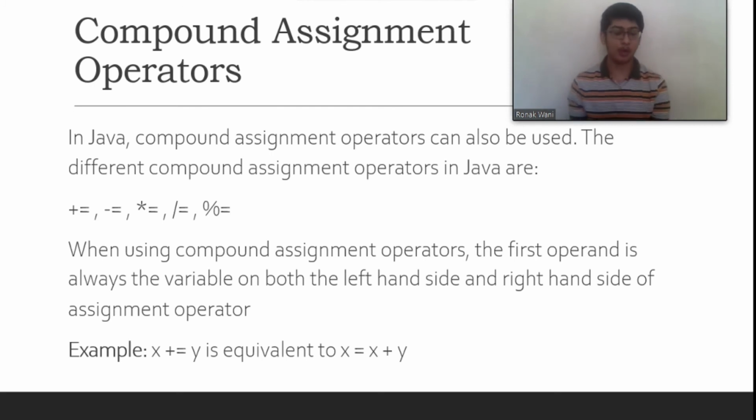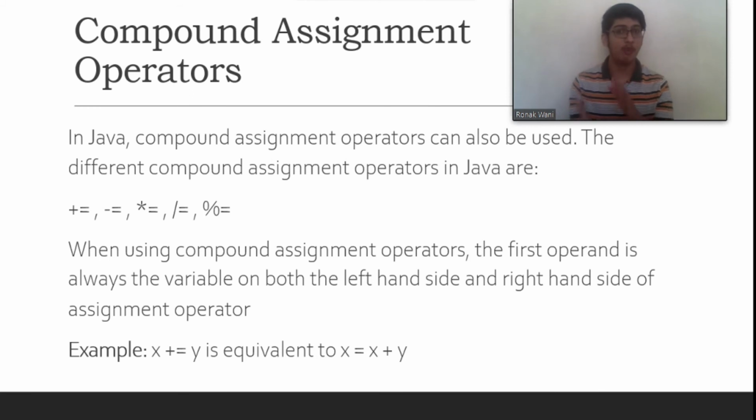Compound assignment operators. So what are compound assignment operators? In Java, assignment operators are used in almost all of the programs. The different compound assignment operators in Java are plus equal, minus equal, asterisk equal, slash equal, modulus equal. Compound assignment operators are also known as shorthand operators since they shorten the length of the code.